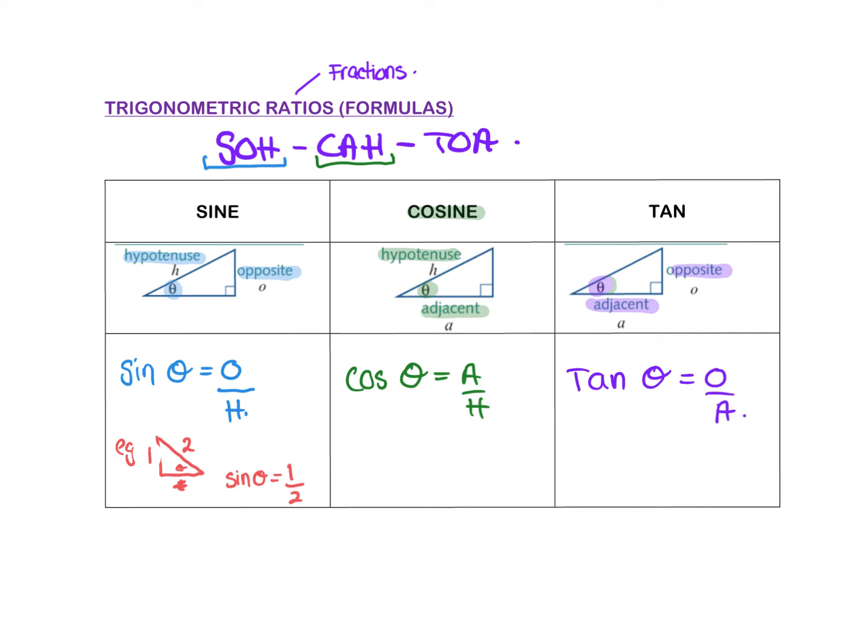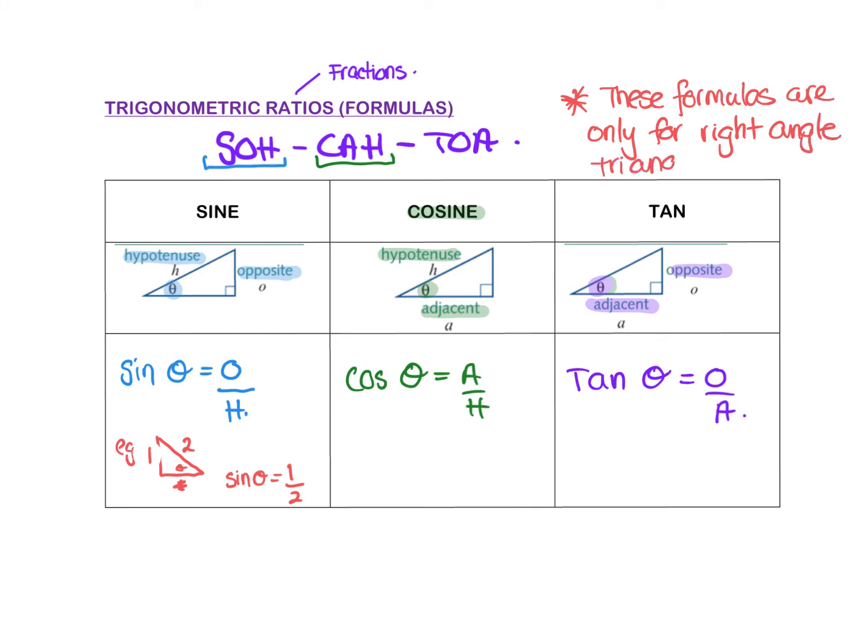Now, we need to make a real big important note. These formulas are only for right angled triangles. So you need to know that it's a right angled triangle. Either they tell you that it is, or they'll indicate with that square in the corner that that's 90, okay?